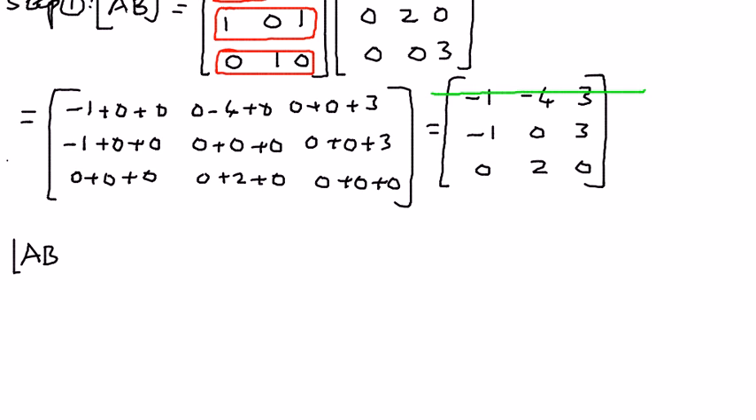Determinant of AB is going to be equal to, since we're traveling along the first row, the first element will have the sign positive. The second element will have the sign negative. For the third element, it will have the sign positive. So we'll make sure that we are using the correct sign convention as well.